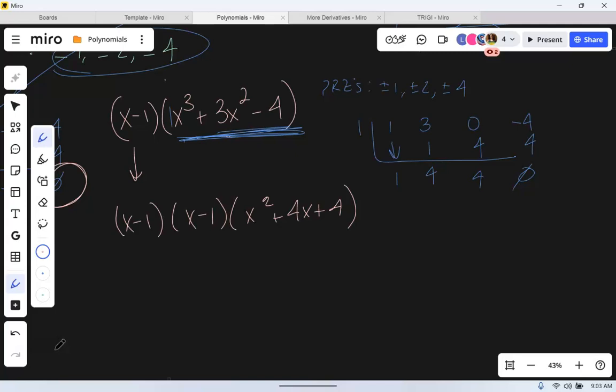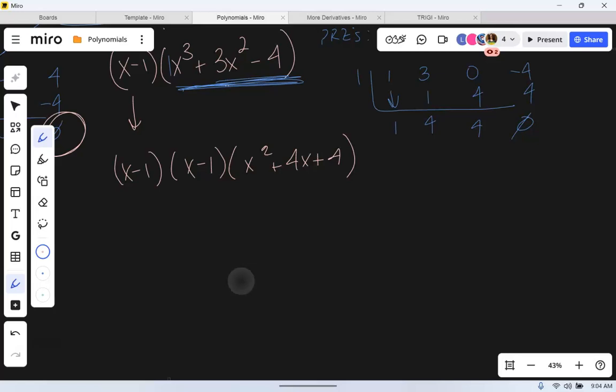Can I factor it? You can if you want to. You could write this as x minus 1 squared times x squared plus 4x plus 4. Can you factor that quadratic? Thank the Lord. Because there's one on here that is a double PRZ and quadratic formula, which means you got to PRZ it twice. That's as hard as it'll get for y'all.